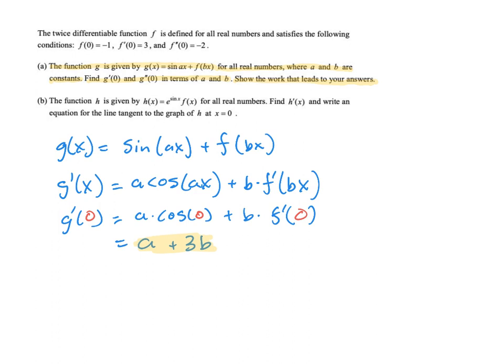Now let's talk about that second derivative. G double prime of x. So the second derivative, let's see, this is a constant multiple a, so don't freak out about that. The derivative of cosine is negative sine of ax times another a. So this is negative a squared sine ax. And again, b is a constant multiple for this part. So this is going to be b squared f double prime of bx.